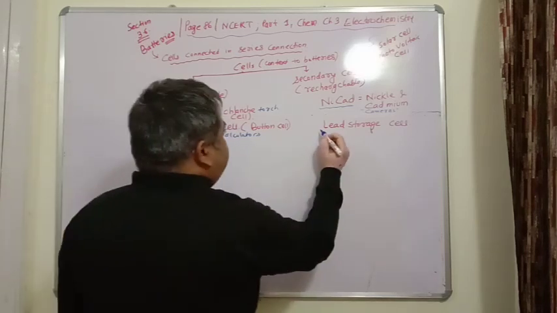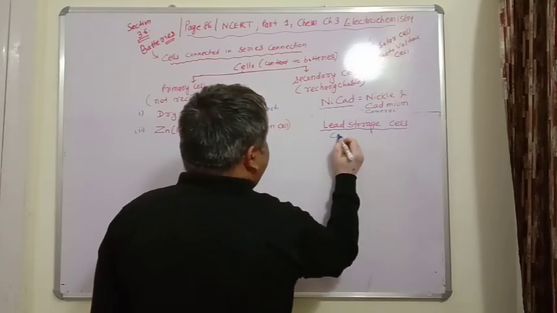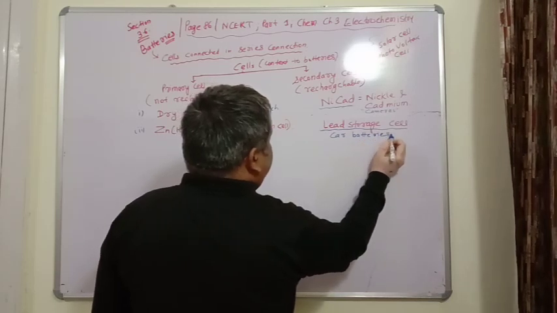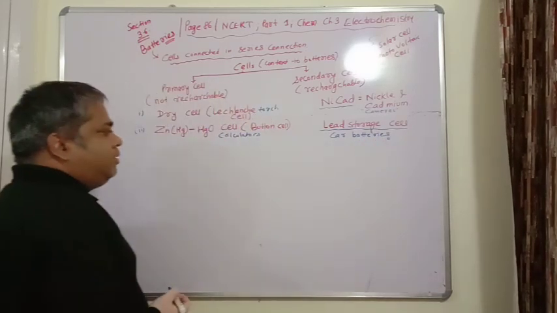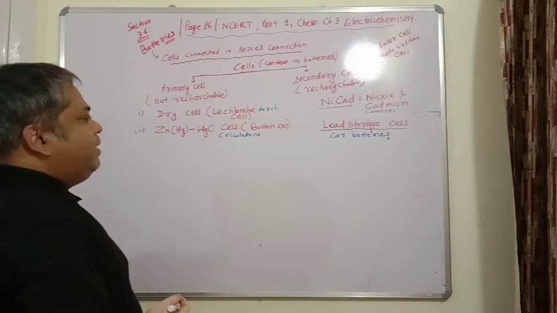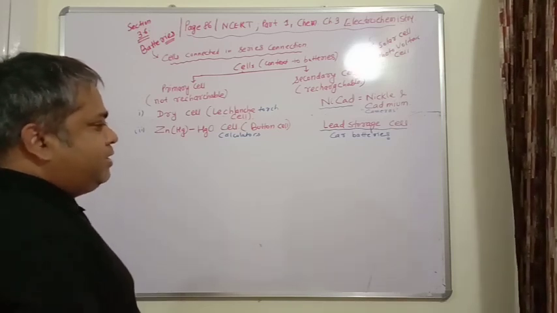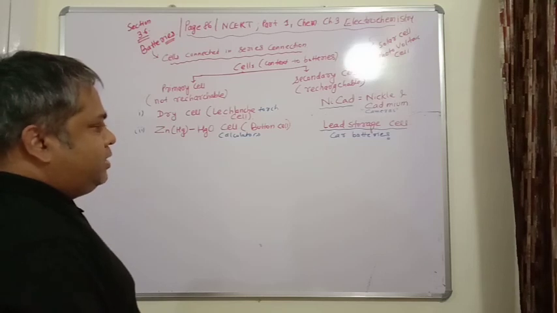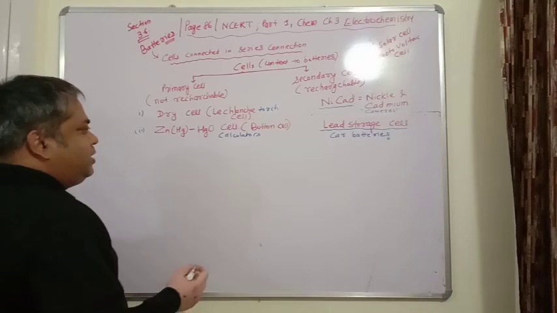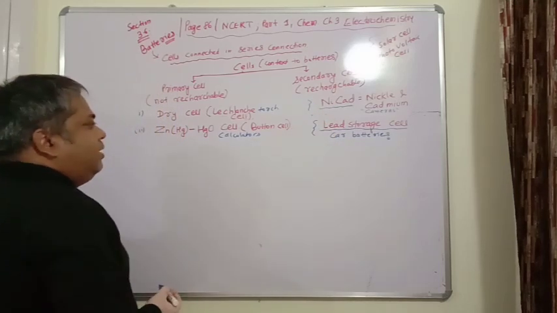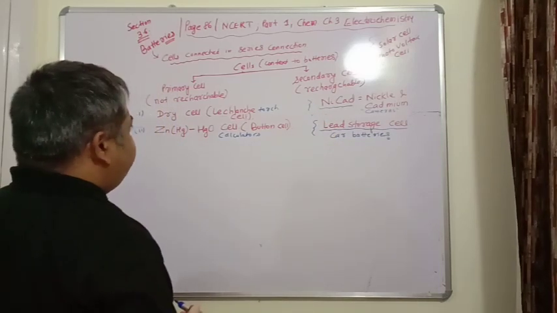Lead storage cell is still in use. It is used in car batteries and inverter batteries, like the electricity which is stored in the batteries by converting it from AC to DC. There also this lead storage cell is used, in which sulfuric acid is present, and spongy lead and lead oxide are present.